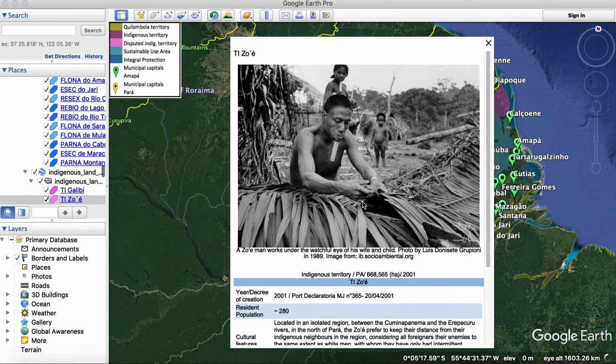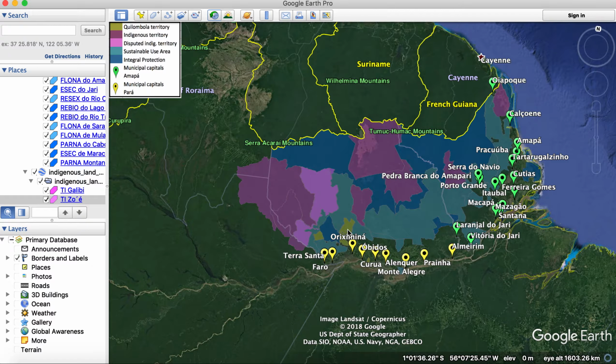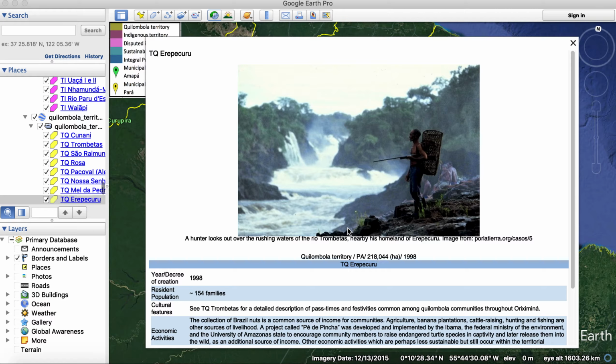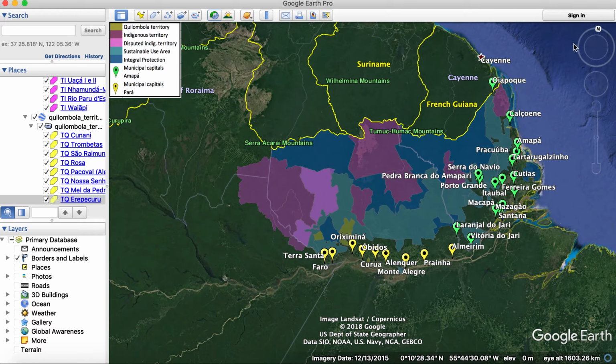We have indigenous territories, with different information, qualitative information, and some data as well. We have Quilombola territories, which are maroon communities which receive specific land grants with conservation purposes. Again, similar to the indigenous territories, we have some qualitative data available, community organizations, resident population.